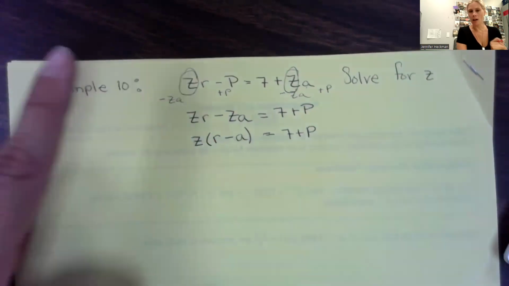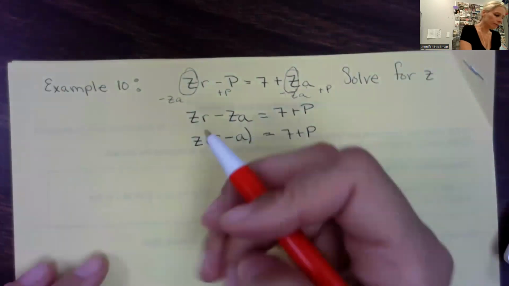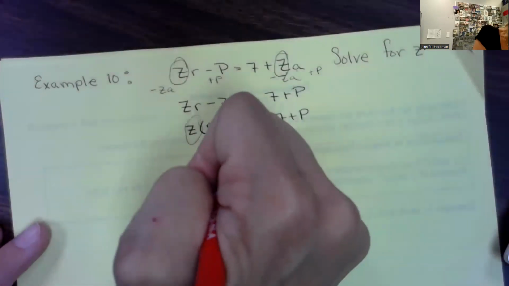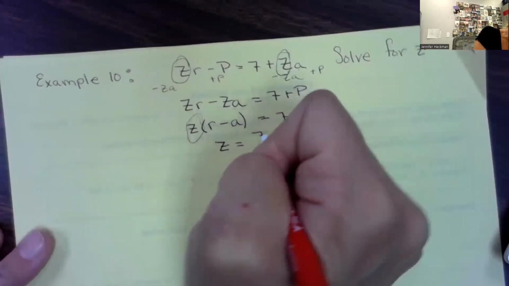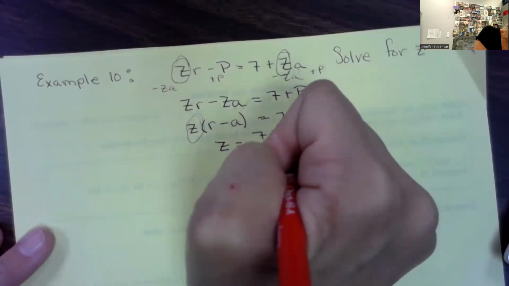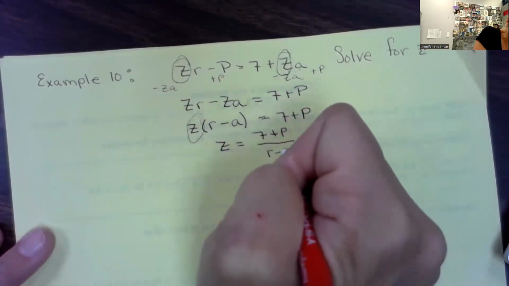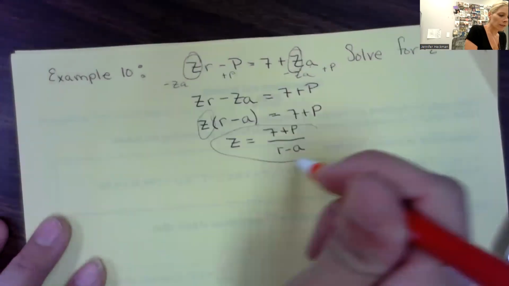Okay? All right. Now again, our goal was to what? Get Z by itself. What is Z doing to the parentheses? It's multiplying. So how do you get rid of multiplication? We divide it. So we're going to divide this 7 plus P all over R minus A. Now you can use parentheses if you want, but you really don't have to. And this is our answer.